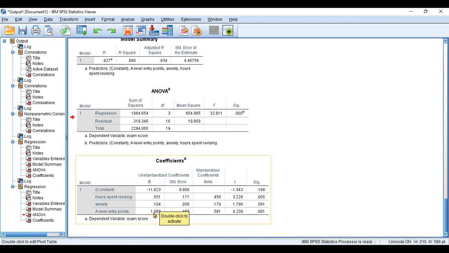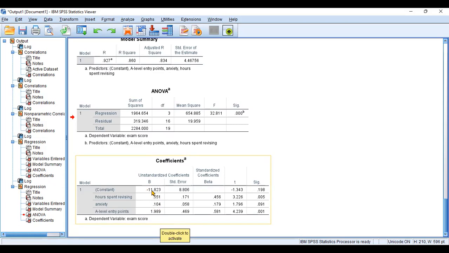Similarly, the same situation for the entry points. If we improve our entry points by one unit, then our performance in terms of exams will increase by 1.989 units. Now, this has to do with the currency of measurement, right? Yes. And same for time spent. Here, we are trying to express the effect.